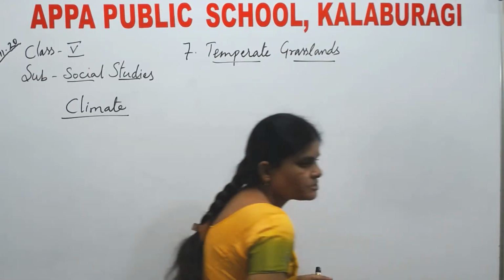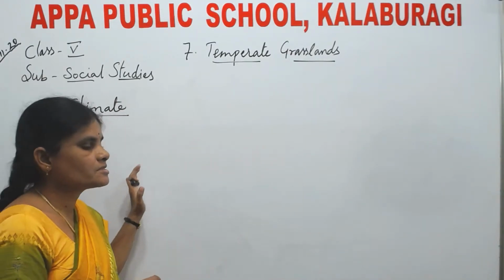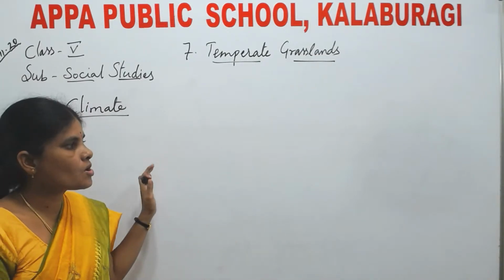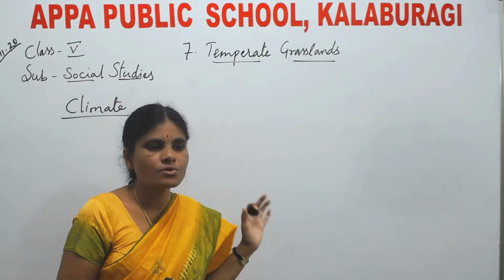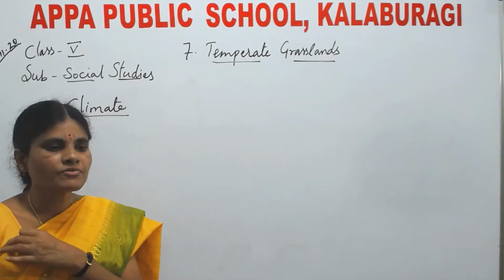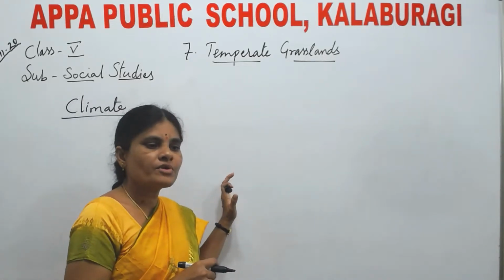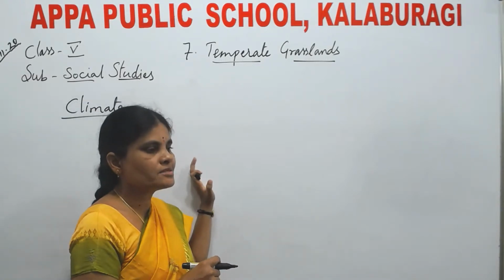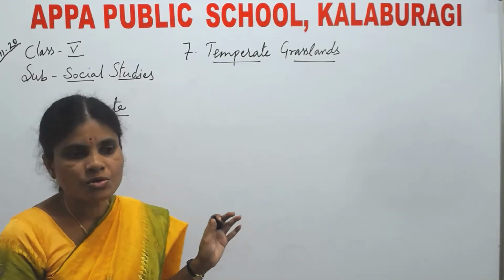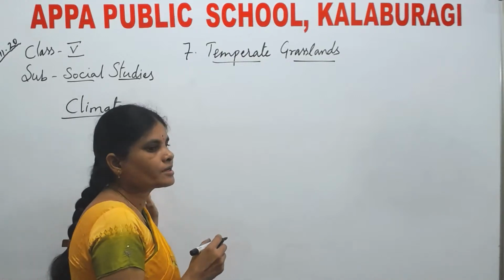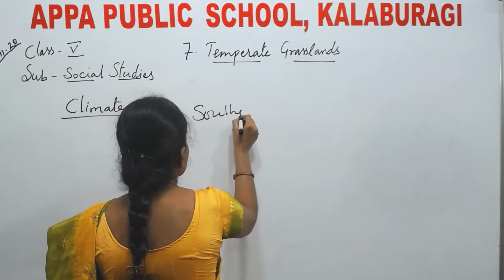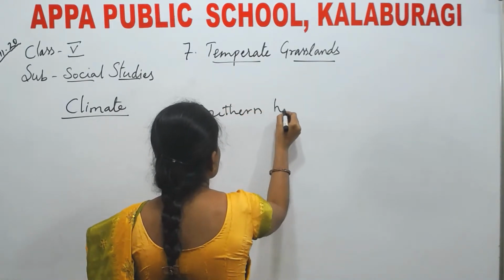The grasslands located in the northern hemisphere experience a continental type of climate. Here the climate is extremely hot and extremely cold. Summers are very hot and winters are very cold. And here the rainfall is very little; these areas receive a very small amount of rainfall. Now the grasslands which are located in the southern hemisphere.